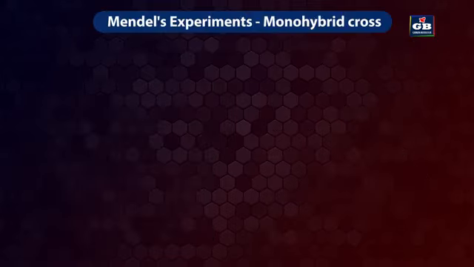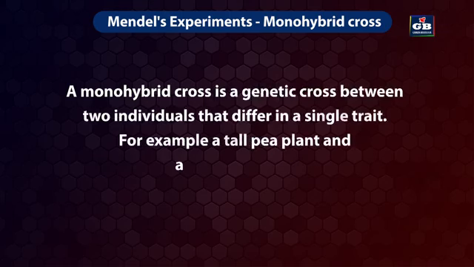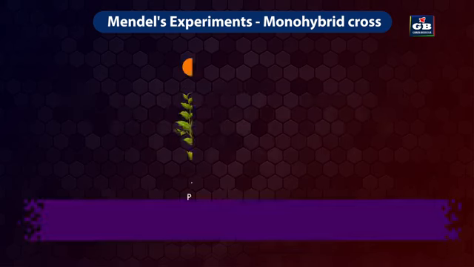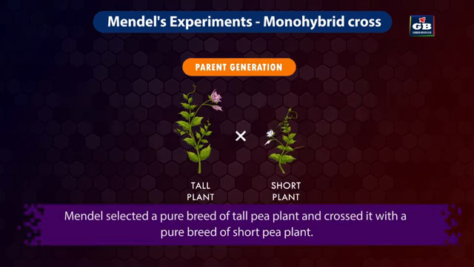Mendel's experiments. Monohybrid cross. A monohybrid cross is a genetic cross between 2 individuals that differ in a single trait. For example, a tall pea plant and a short pea plant. Mendel selected a pure breed of tall pea plant and crossed it with a pure breed of short pea plant.